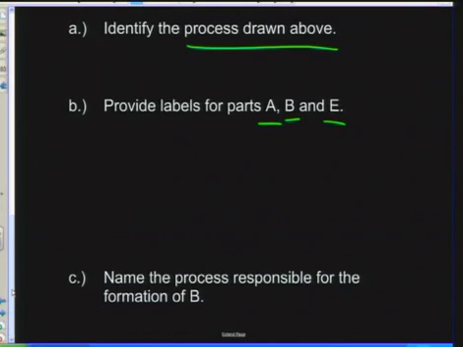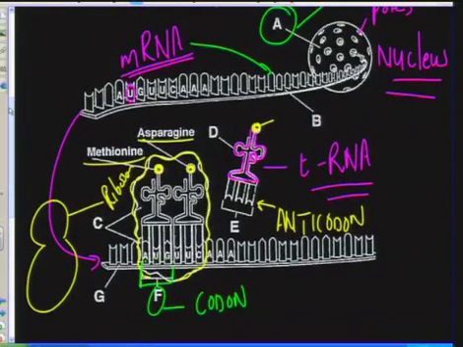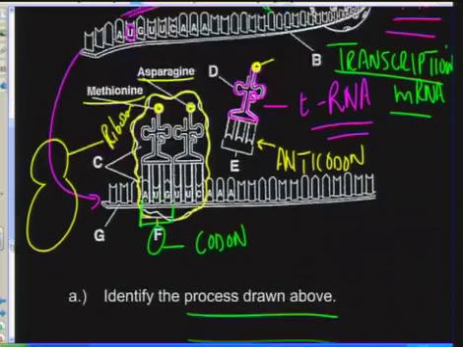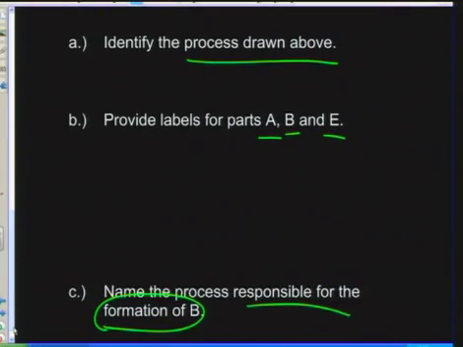Name the process responsible for the formation of B. So what is B? If we go back, B is mRNA. What is the process responsible for the formation of B? I just mentioned that. This is the messenger RNA, a script that comes out from the nucleus. So remember the word script, and hence the process that is responsible for B is transcription. So transcription produces mRNA. Awesome. So you guys are following me. I hope you are sending me questions if you don't follow.